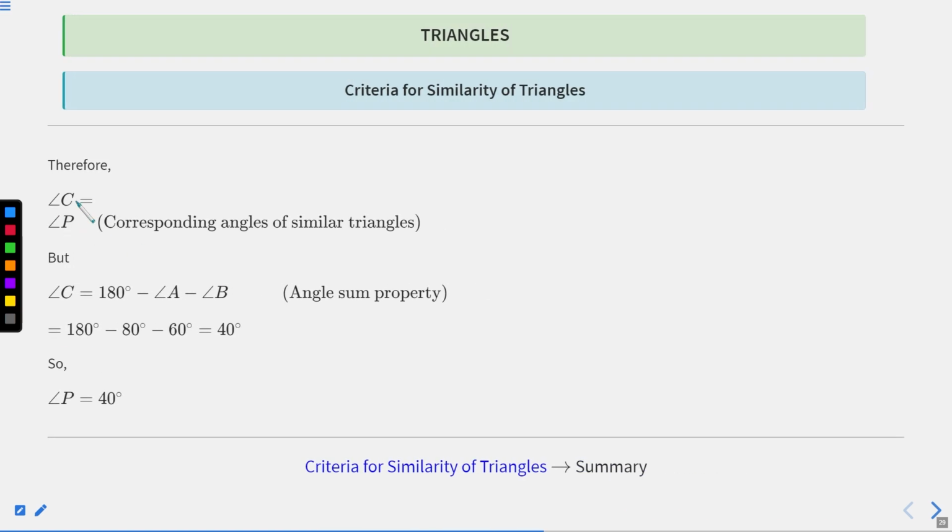Therefore angle C is equal to angle P, since they are corresponding angles of similar triangles. But angle C is equal to 180 degrees minus angle A minus angle B, by the angle sum property. This is equal to 180 degrees minus 80 degrees minus 60 degrees, which is 40 degrees. So angle P is equal to 40 degrees.